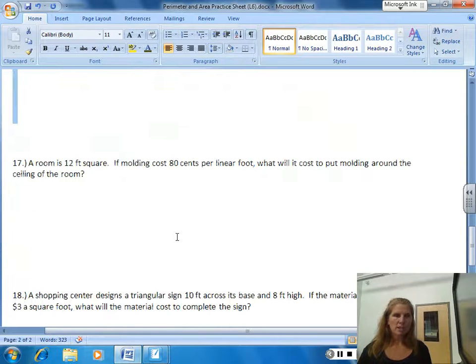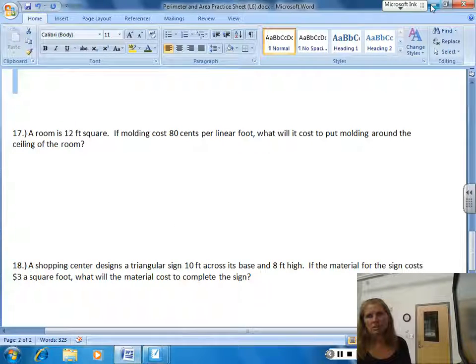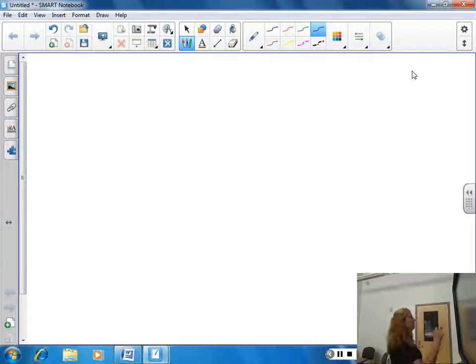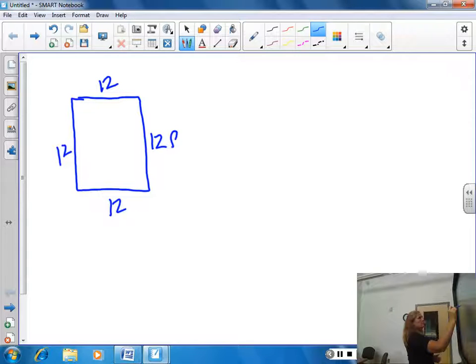Number 17: a room is 12 foot square. If molding costs 80 cents per linear foot, what will it cost to put molding around the ceiling of the room? If it's a 12 foot square, that means that it's 12 feet on every side. A square has all sides the same. So it just tells you that it's 12 here, 12 here, 12 here, 12 here, and these are all feet.